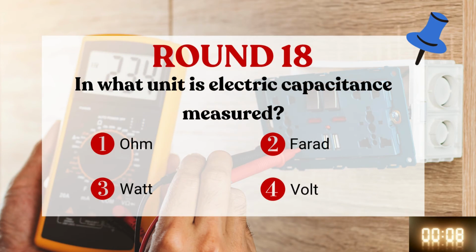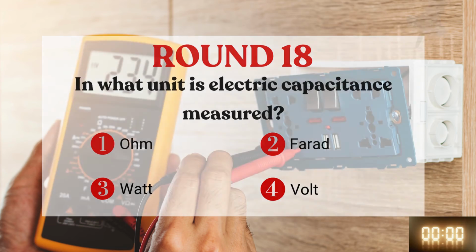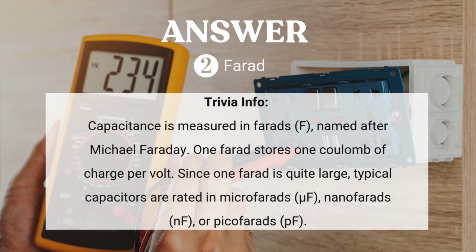In what unit is electric capacitance measured? Answer 2. Farads. Capacitance is measured in farads, F, named after Michael Faraday. 1 farad stores 1 coulomb of charge per volt. Since 1 farad is quite large, typical capacitors are rated in microfarads, nanofarads, or picofarads.